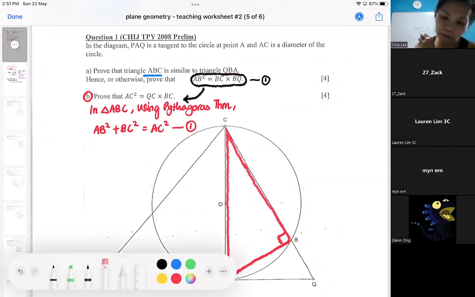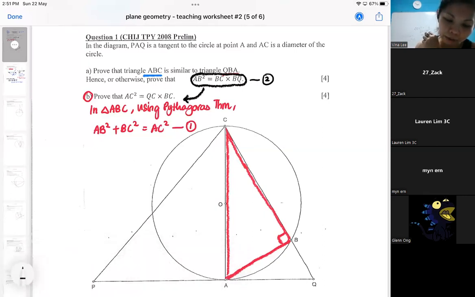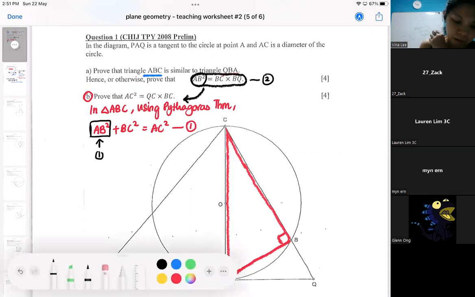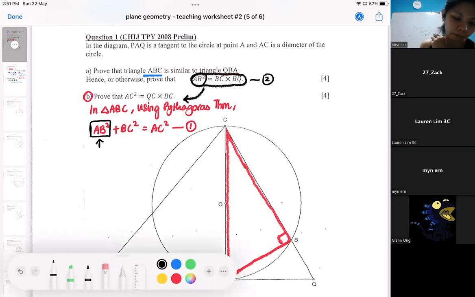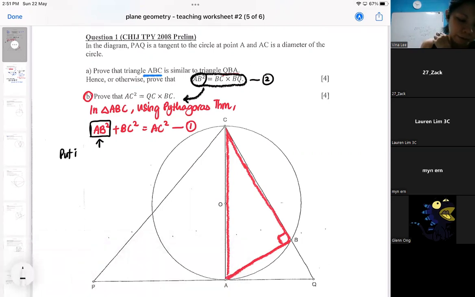I'm going to do a substitution. It's a bit like simultaneous equations. I'm going to substitute the AB square that I found in the previous part, into the first formula. So I will get BC multiplied by BQ plus BC square equal to AC square.